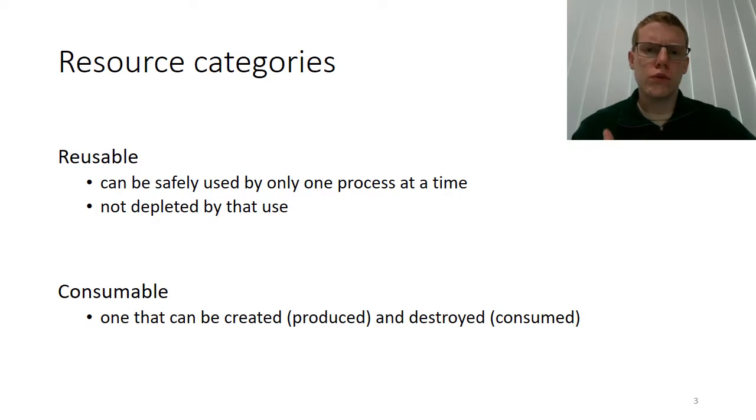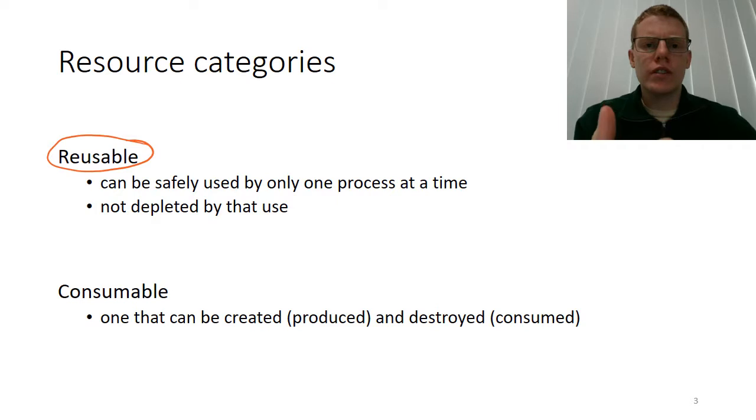into two broad categories in this. The first category is reusable resources. These are resources that only a single process at a time can safely use, but that are not depleted by that use. So obvious candidates for these are many of the resources that we've already talked about, like processors, I/O channels, memory resources, devices, and data structures, for example, a file, a database, or a semaphore.